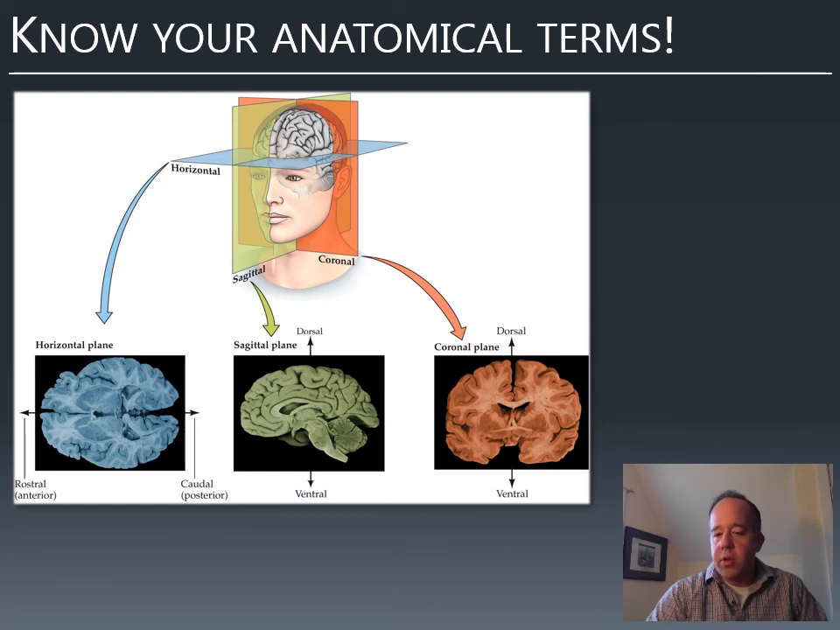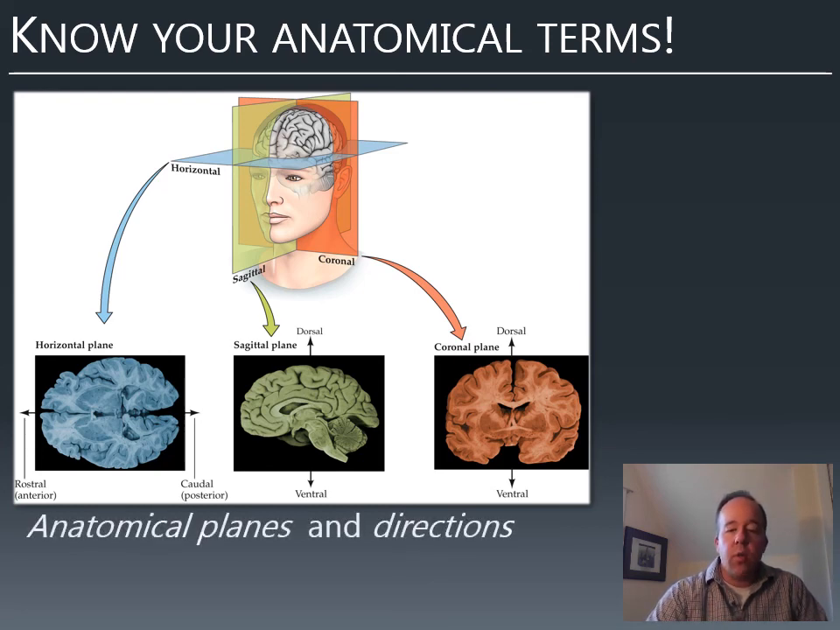Know your anatomical terms. So not just the structures of the brain that I'll mention, although those are important, but we talked about those anatomical planes. The horizontal plane, the sagittal plane, the coronal plane. So know what those are. Be able to identify a picture of the brain if it's one of those slices or planes.